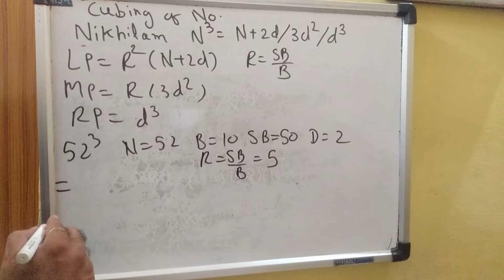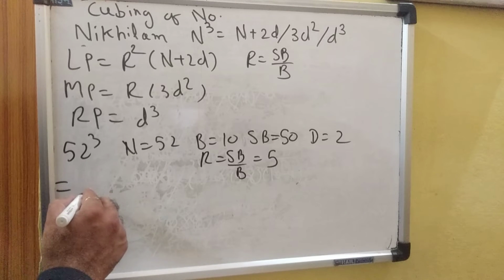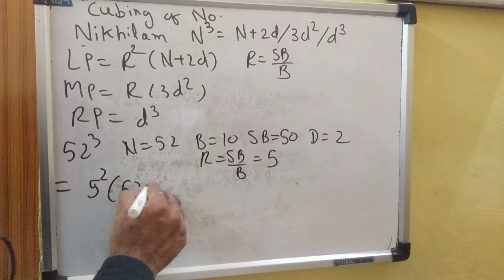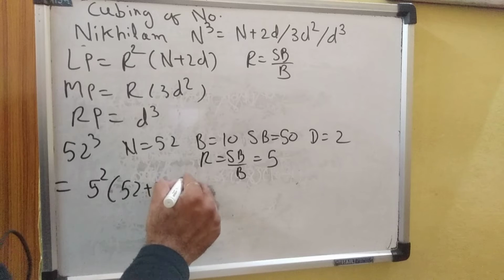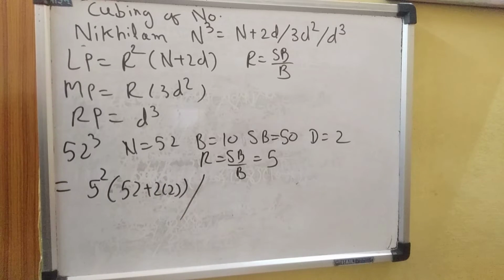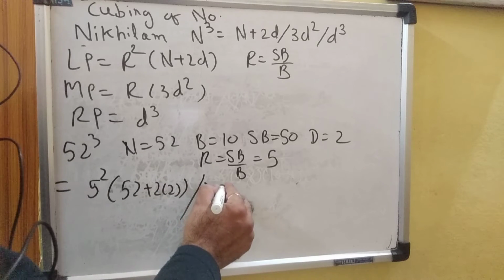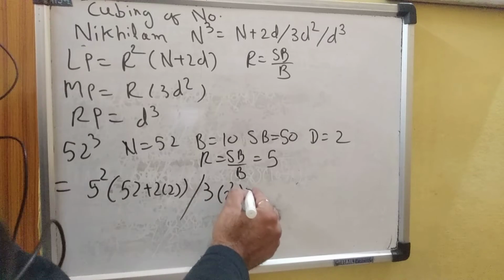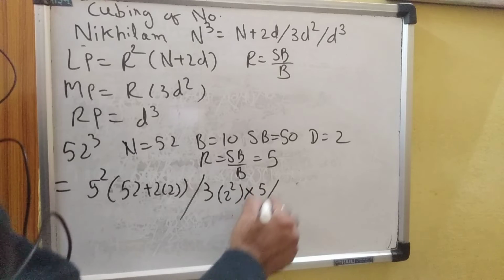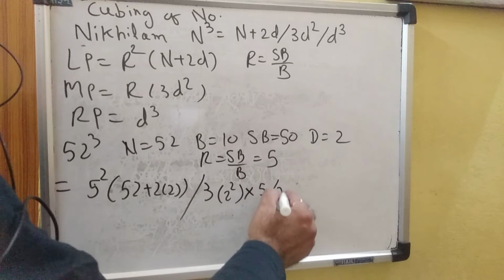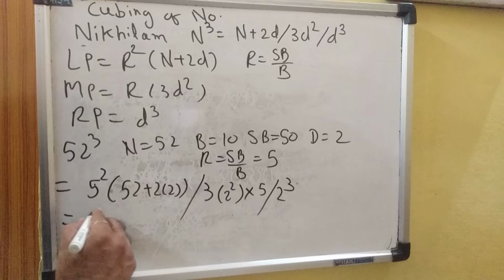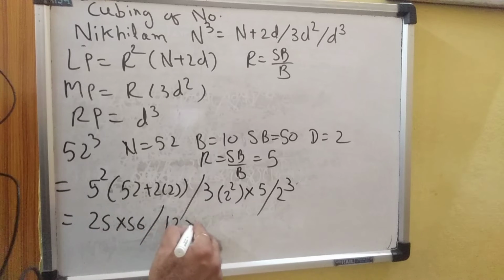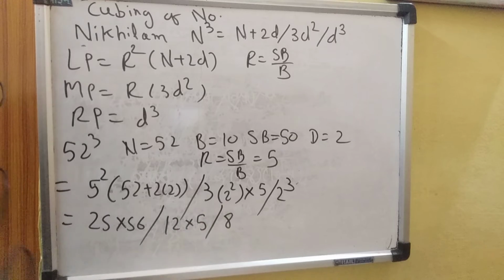So 52 cube is r square into n plus 2d. R square means 5 square into 52 plus 2 into 2. Mid part is 3 into d square, 3 into 2 square multiplied by r. R is 5 here, and rightmost part is d cube, which is 2 cube. So it will be 25 into 56. Mid part is 12 into 5, and rightmost part is 8.